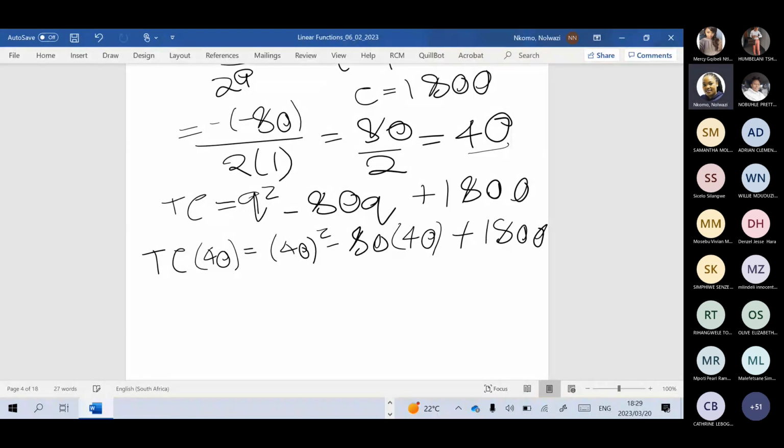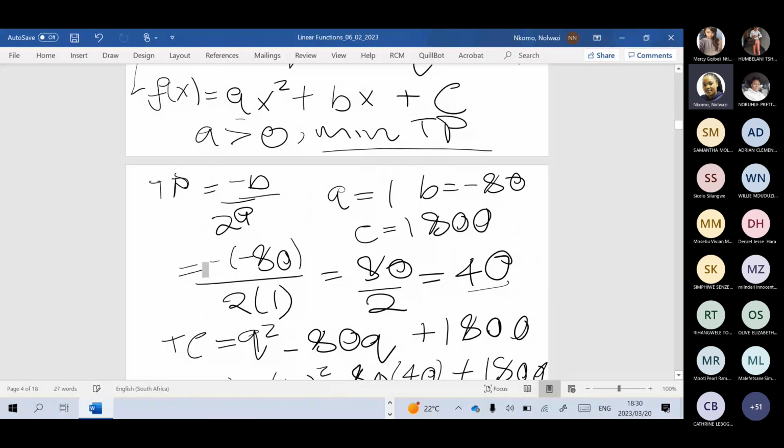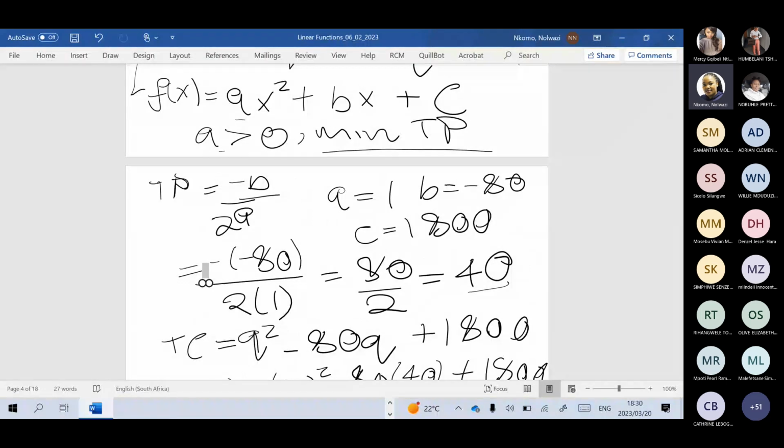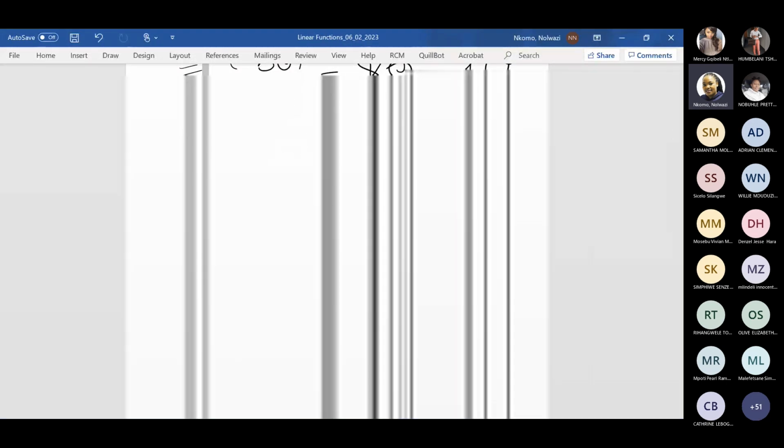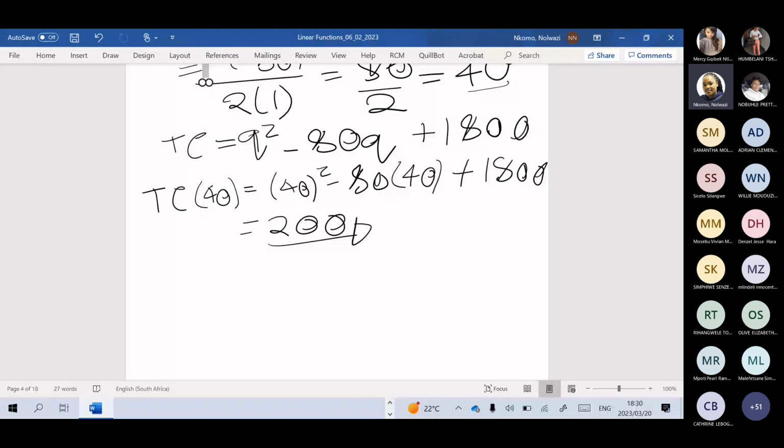And then you need to interpret this. We said our a is greater than 0, which means we'll find the minimum point. We are minimizing the total cost. So we have the minimum total cost at Q equal to 40. This means when 40 units are produced, the company will have a minimum cost of 200. That's how you interpret this.